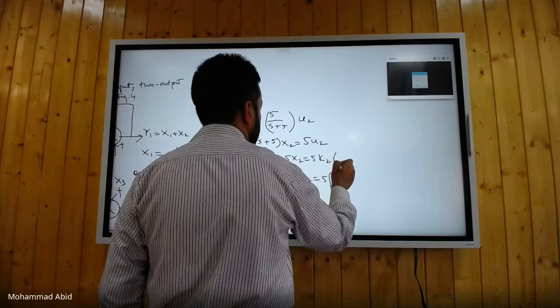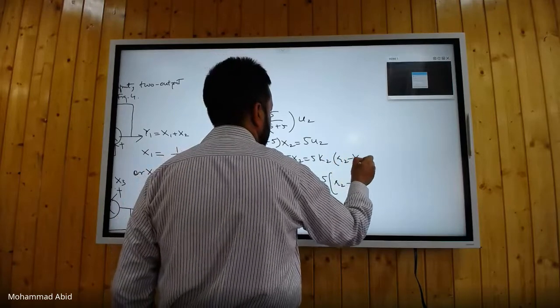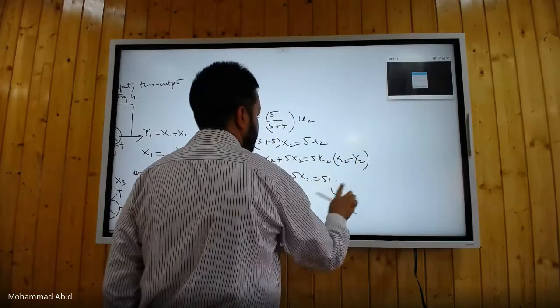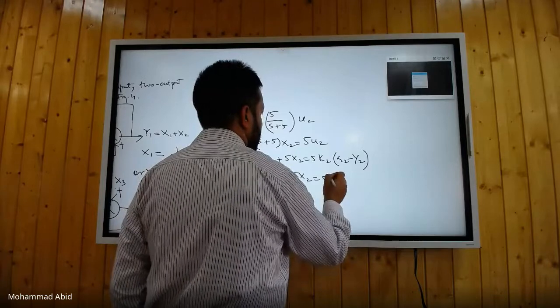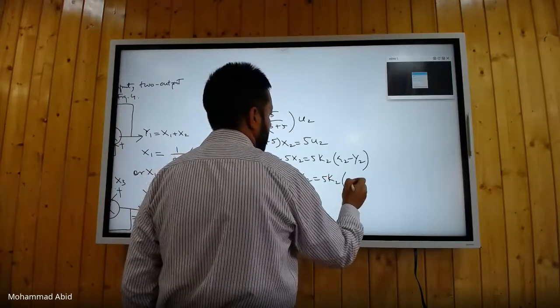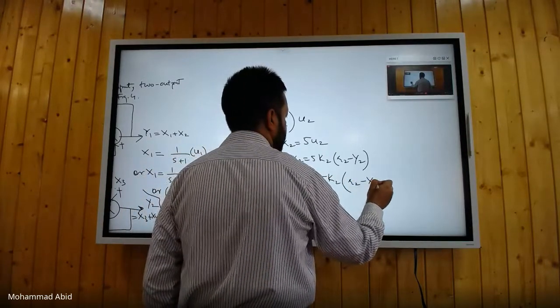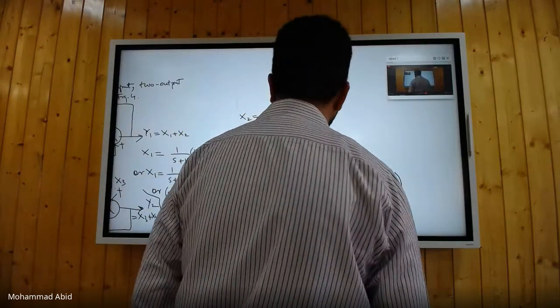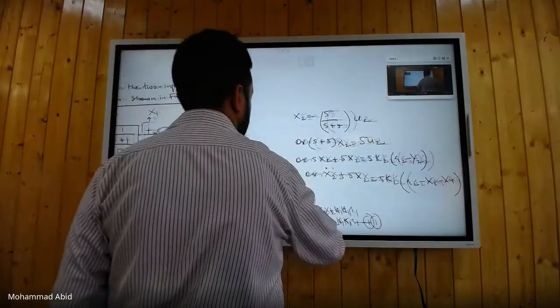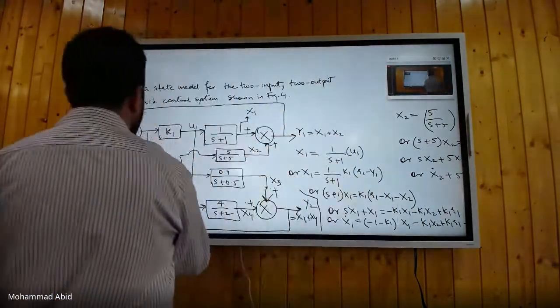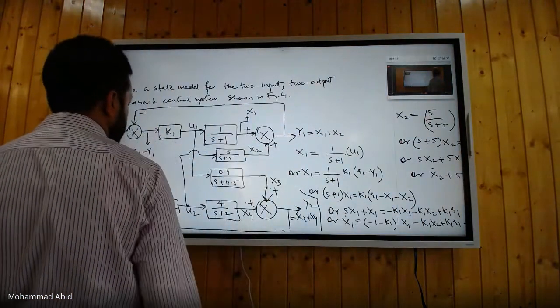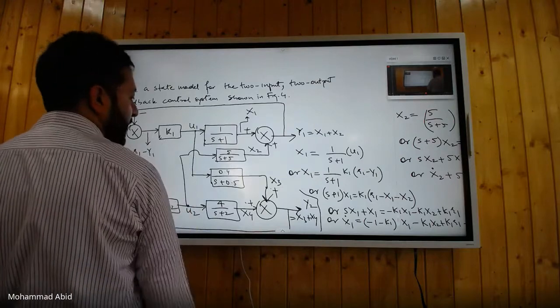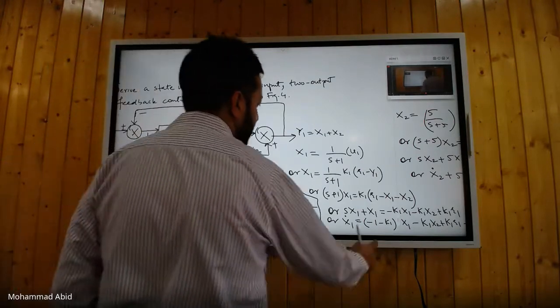u2 is k2 into r2 minus y2, सही है ना? This is 5 into k2 into r2 minus x3 minus x4. Are you following me? u2 जो है, that is k2 into r2 minus y2, and y2 is x3 plus x4. Is that clear?